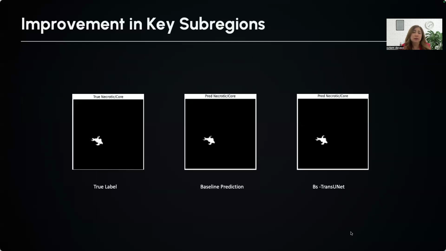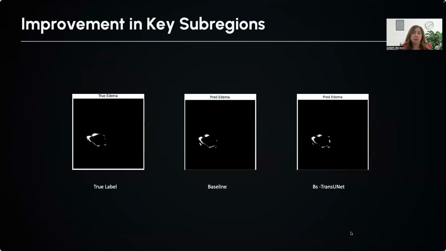Let's look at the quality of the results. On the left side, the ground truth label, in the middle, the baseline prediction, and on the right, my BS-TransUNet prediction. In this first example, notice the overall shape. The baseline model in the middle creates a somewhat blobby prediction, whereas my model on the right captures the nuances of the shape more accurately.